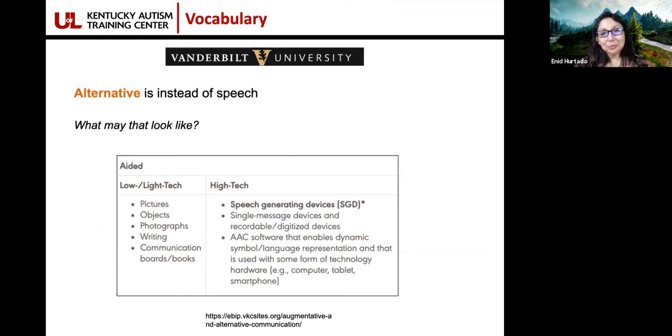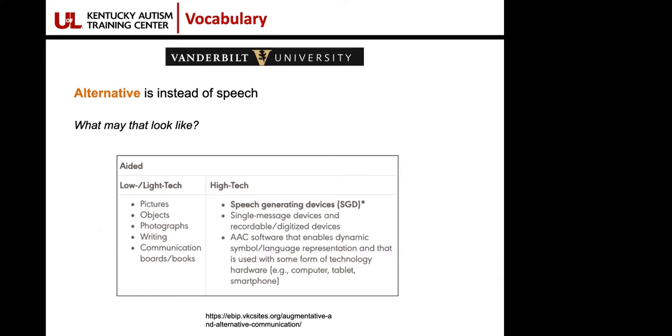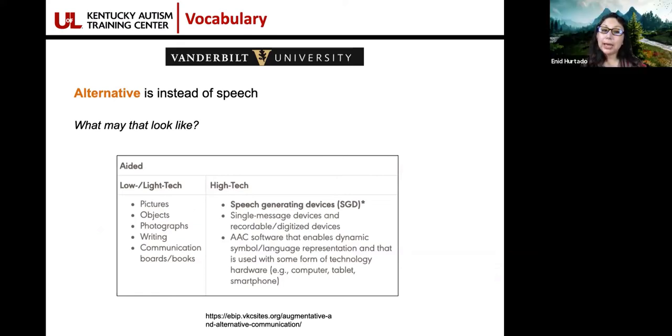So the alternative part, right? So that's augmentative. And now for alternative, what did they say that might look like? Well, they divide it into two different categories. The low and light tech, which pictures, objects, photographs, writing, communication boards, and books fall under. And then there's the high tech, which is the speech generating devices, single message devices, and recordable. So like the Go Talks.